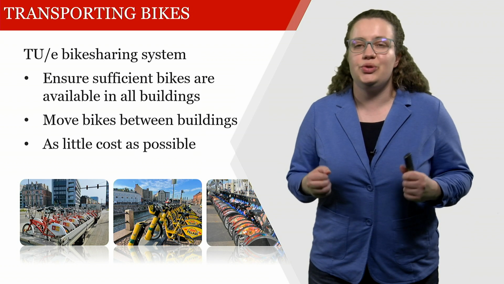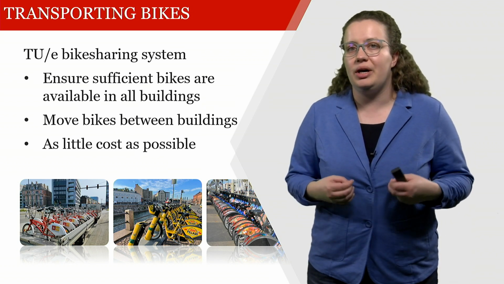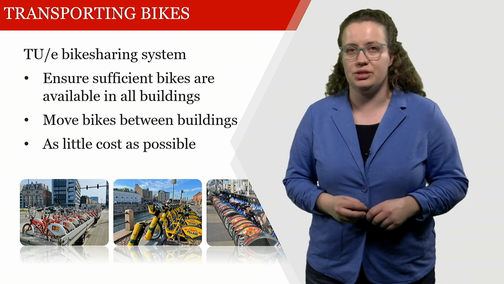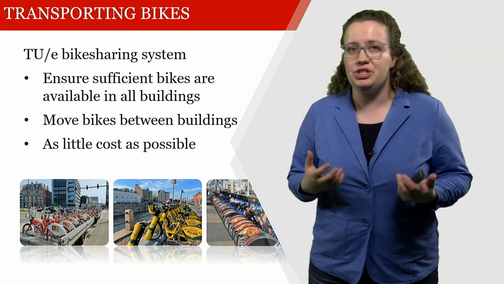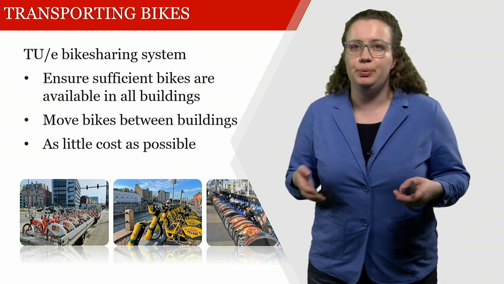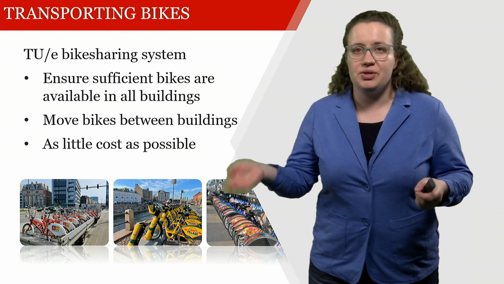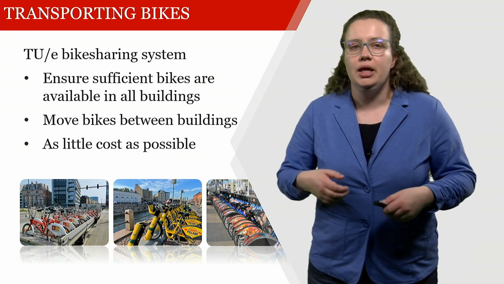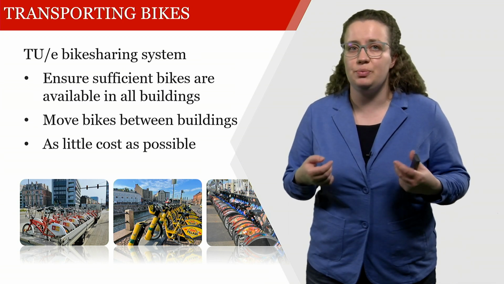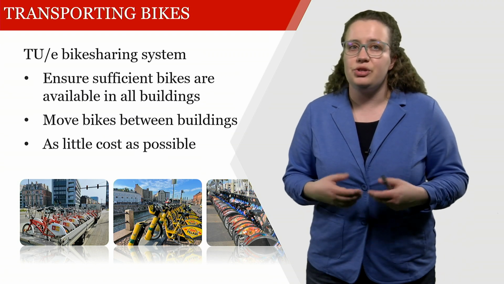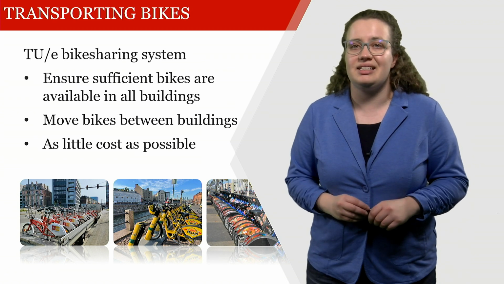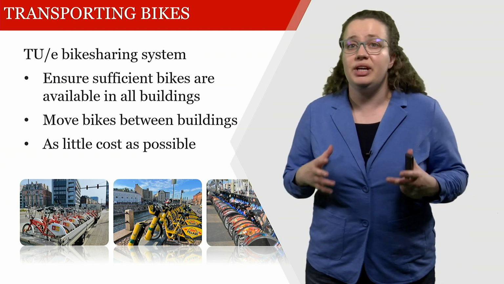So let's just assume that TUE allows us to rent bikes at one location on campus and return them at another location on campus. The problem that emerges with these systems is that they're usually eventually getting out of balance. So there might just be more people moving from the auditorium to Atlas than vice versa. So what the system operator then has to do, they have to ensure that sufficient bikes are available in all buildings. And to achieve this, they have to move bikes between buildings, and that, of course, at as little cost as possible. And this really also happens in practice.